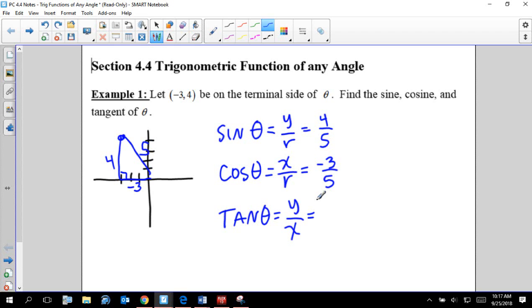Because I'm doing a positive over a negative, what's my answer going to be? It's going to be -4/3. So you don't put the negative at the bottom of the 3. Questions? Okay, next.